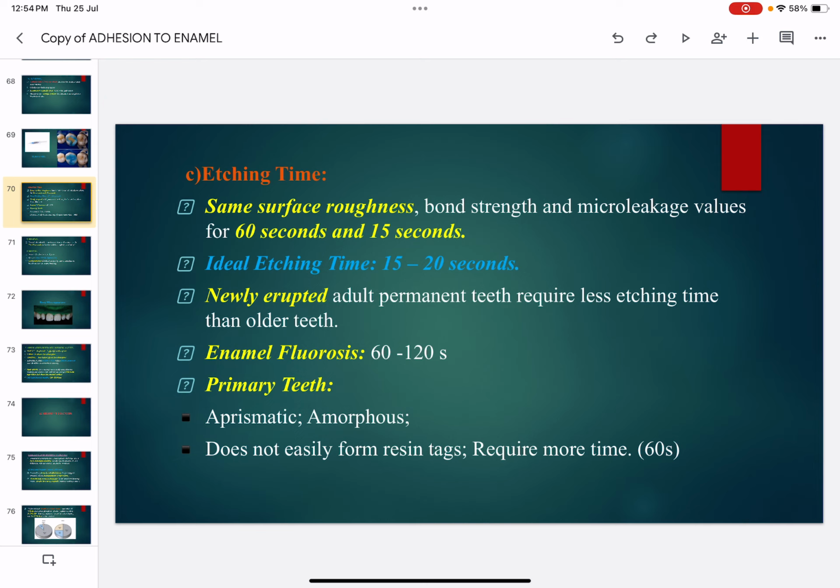As I've mentioned before, the standard etching time is 15 to 20 seconds. Newly erupted adult permanent teeth actually require less etching time. But in teeth with enamel fluorosis, or in the case of a primary tooth, we need to increase the etching time to 60 to 120 seconds.